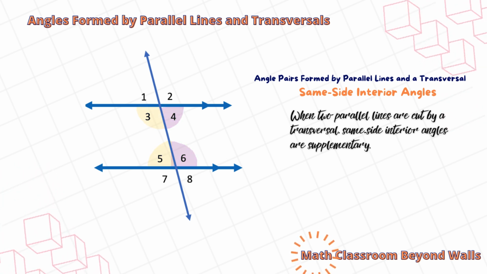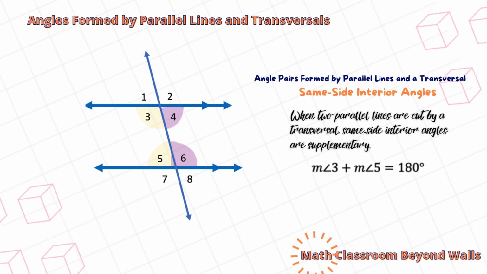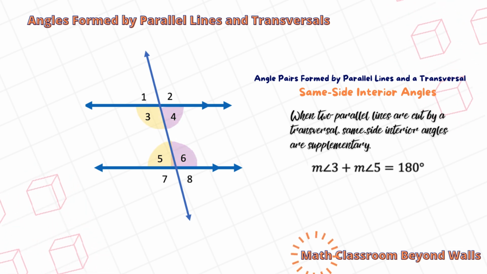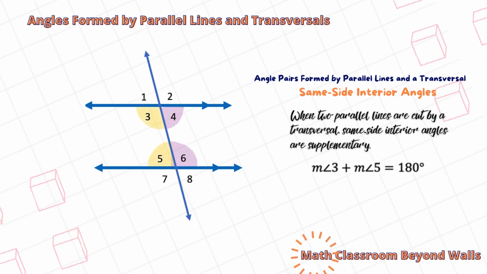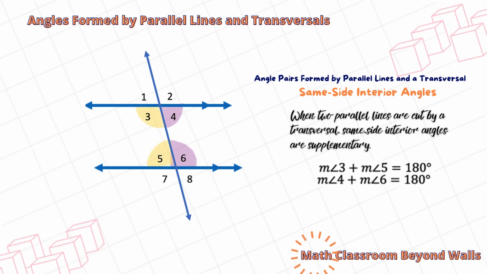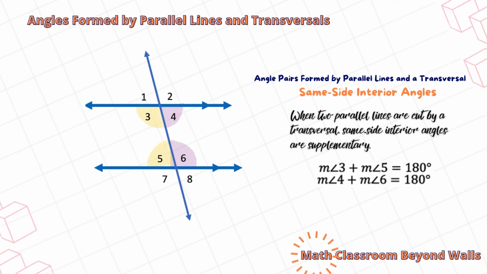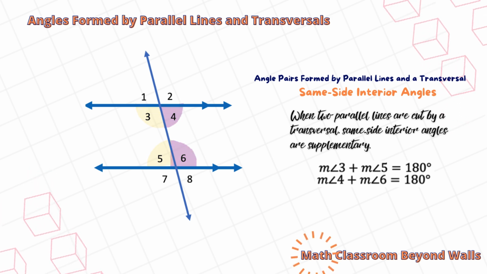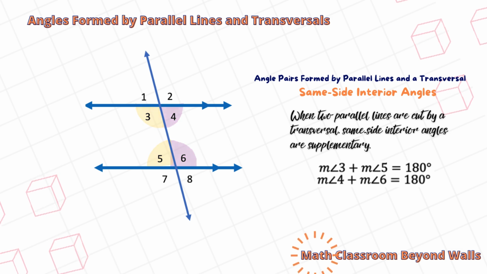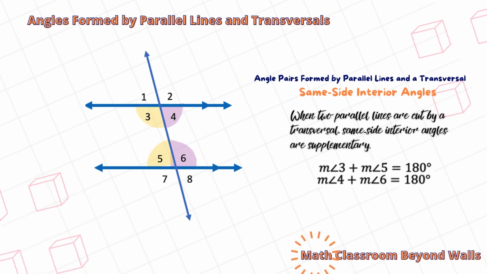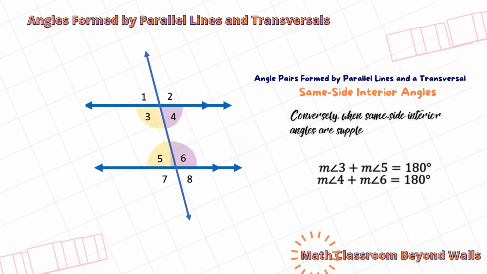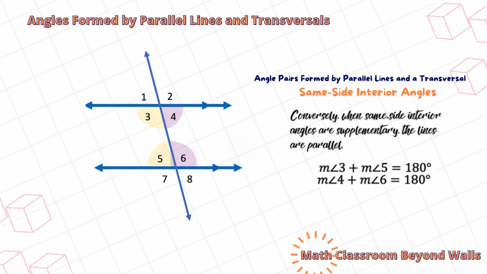So, the measure of angle 3 plus the measure of angle 5 equals 180 degrees. In like manner, the measure of angle 4 plus the measure of angle 6 equals 180 degrees. Again, the converse of this relationship can be used to prove that the lines are parallel, because when the same side interior angles are supplementary, the lines are parallel.